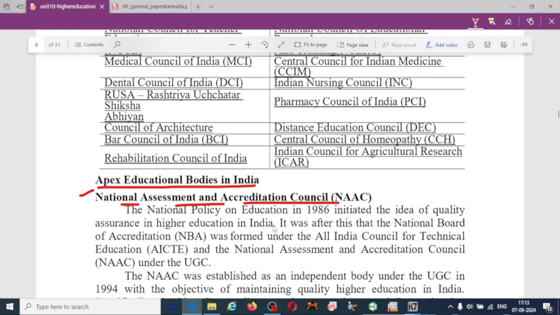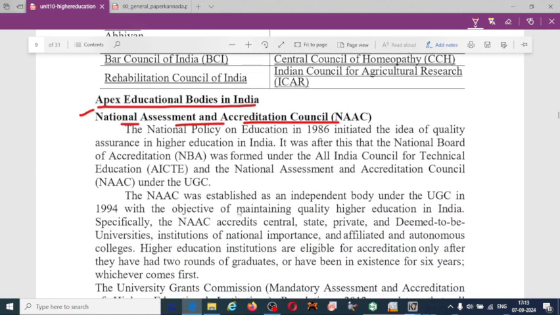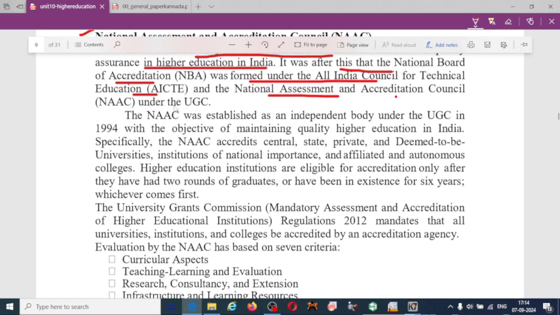This is the statutory body which gives grades to institutions or universities on the basis of performance. The National Policy on Education in 1986 initiated the idea of quality assurance in higher education in India. It was after this that the National Board of Accreditation (NBA) was formed under the All India Council for Technical Education, and the National Assessment and Accreditation Council, which was established under UGC.